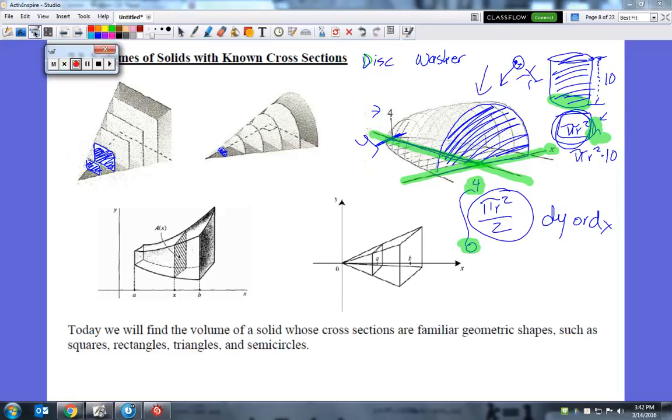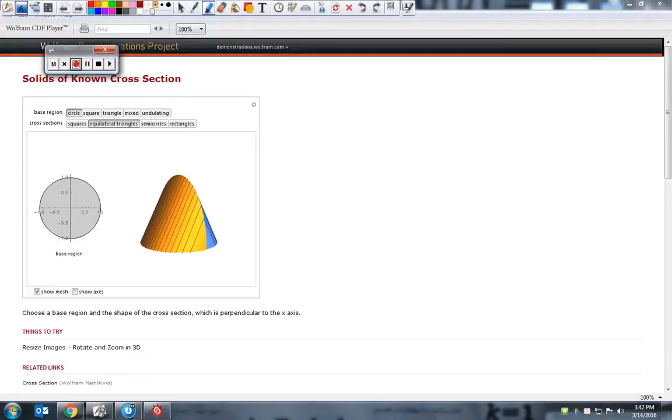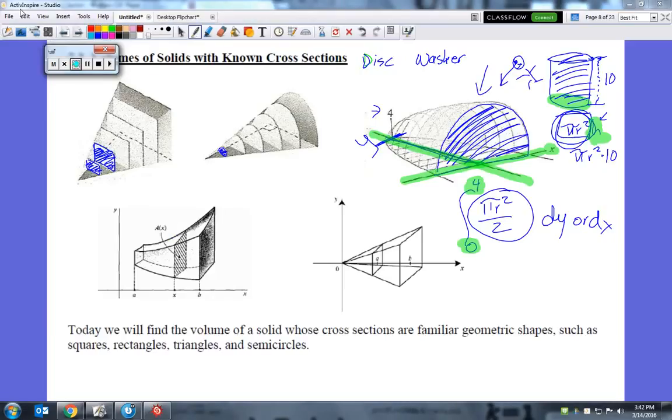Let me go ahead and highlight them real quick for you. Like this is an equilateral triangle. This big one would be a huge equilateral triangle. And notice that it's going throughout the shape. So it's like going through the shape three-dimensionally.